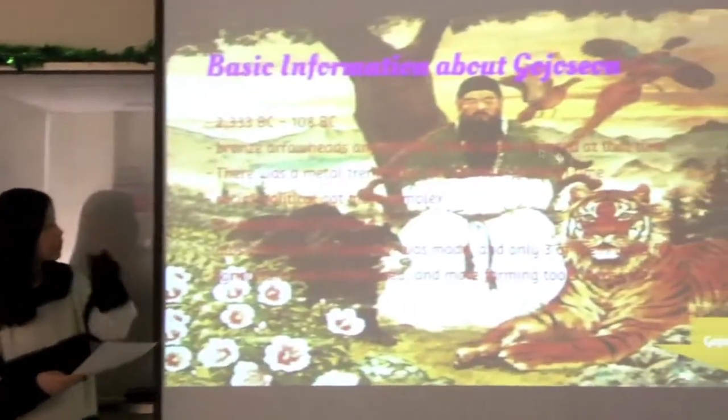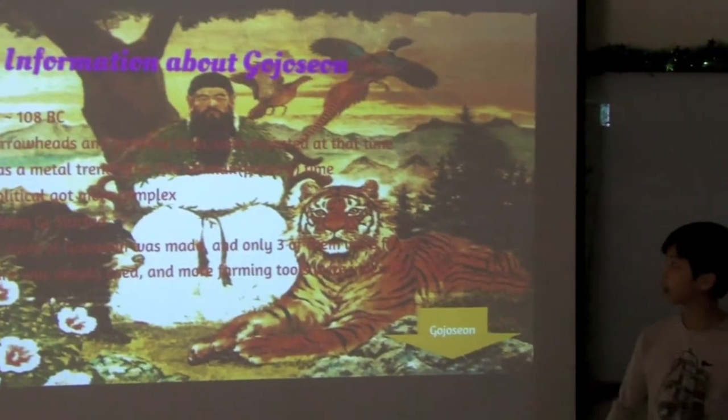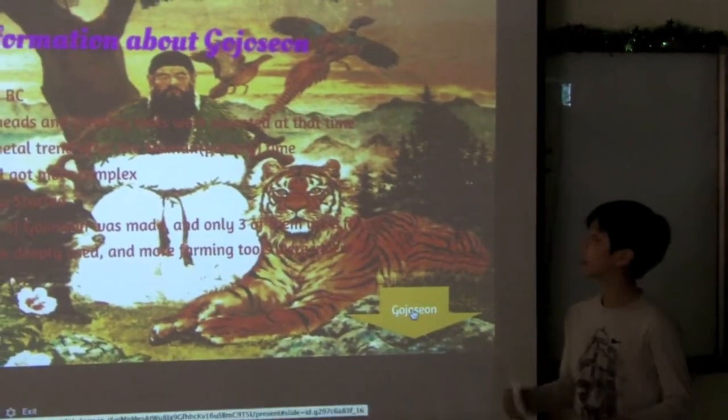The basic information about Gojoseon was that it was the first civilization of Korea that actually had kings and political systems, and it was made by Dangun Wanggo.